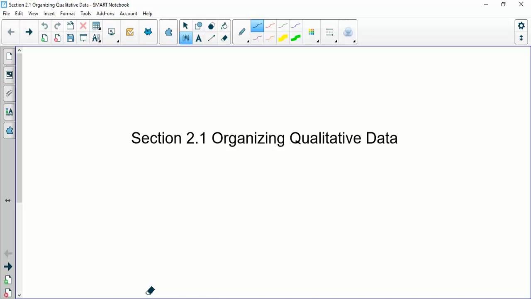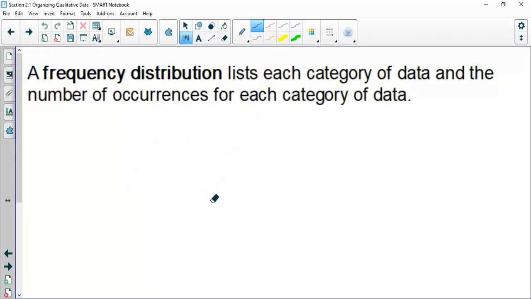Most of the time, if we're going to do a graph in here, we're not really going to do it by hand, so we'll use our Chromebooks today to look at some of those graphs. So first, I'm going to talk about a frequency distribution.